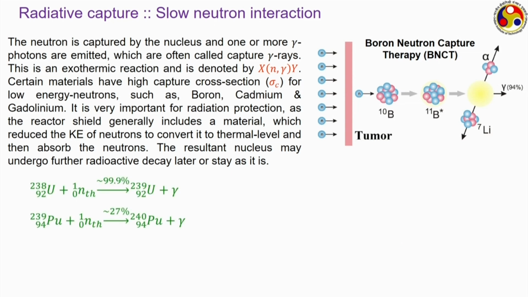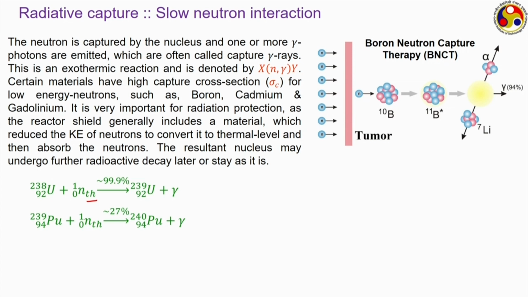There can be other examples like uranium 238 absorbing a thermal neutron. Here this TH subscript refers to thermal, that is, we are talking about a neutron which has been thermalized with respect to the surrounding and is having an energy of just 0.025 electron volt. So, when such a neutron strikes a uranium-238 isotope, there is nearly 100% probability that it will be captured there, leading to the formation of uranium-239 and gamma emission.